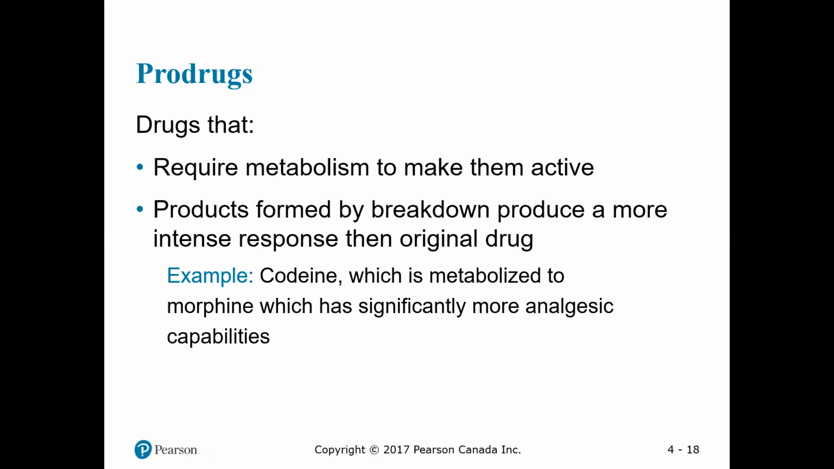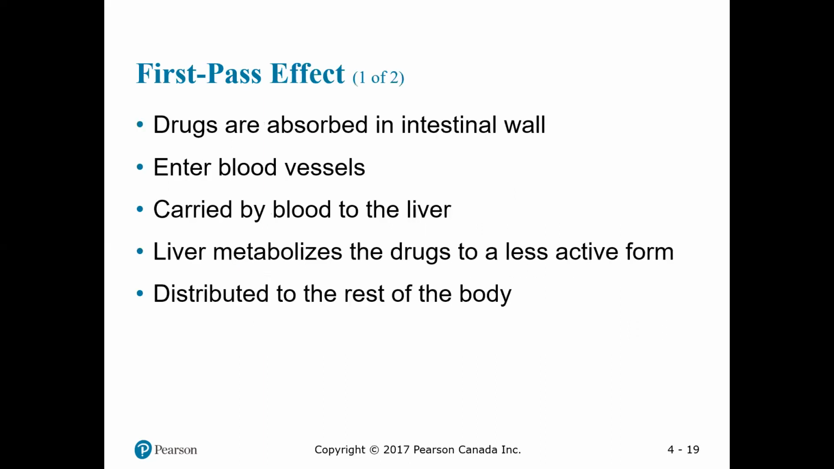Now, what is a prodrug? Prodrugs are drugs that require metabolism to make them active. The products formed by the breakdown produce a more intense response than the original drug. For example, codeine is metabolized to morphine, which has significantly more analgesic capabilities. You will hear this a lot of times. I will say that esomeprazole is a prodrug of omeprazole. Like this, there are so many other drugs that are prodrugs. So prodrugs are the drugs that require metabolism to make them active.